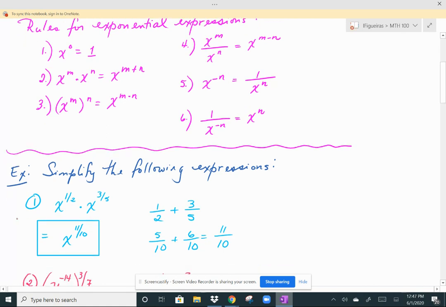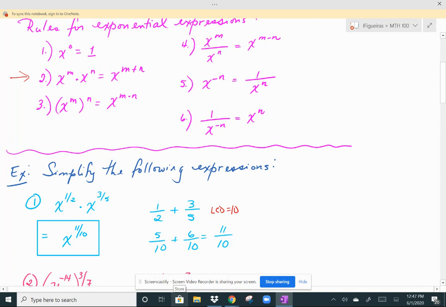So here's the first one. We have x to the 1/2 times x to the 3/2. Here we're using rule number 2, which means we have to add our exponents. So the work is here on the right, because if I'm adding two fractions, you can't add fractions unless they have the same denominator. So the LCD for 2 and 5 is 10. You multiply the first fraction, 1/2, by 5 to get 5/10. Multiply the second fraction by 2 on the numerator and denominator, and you get 6/10. So the sum is equal to 11/10.